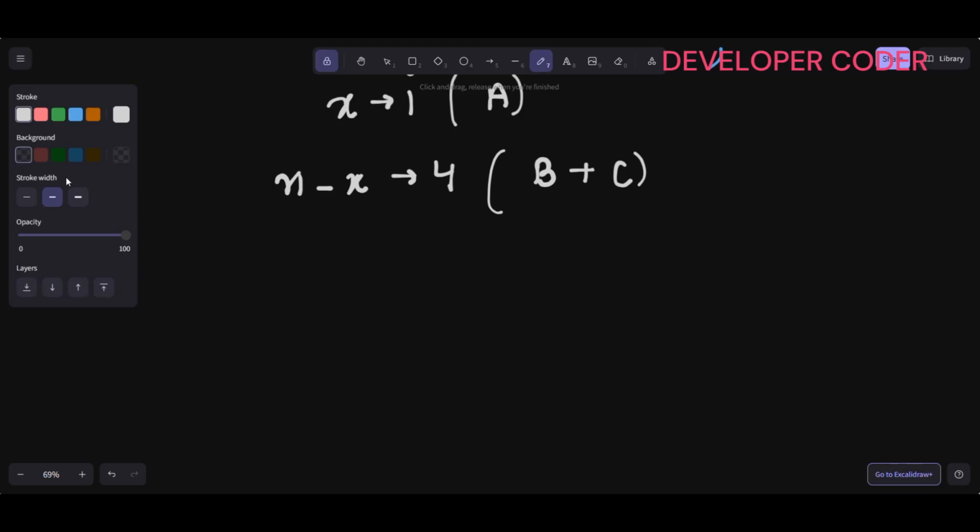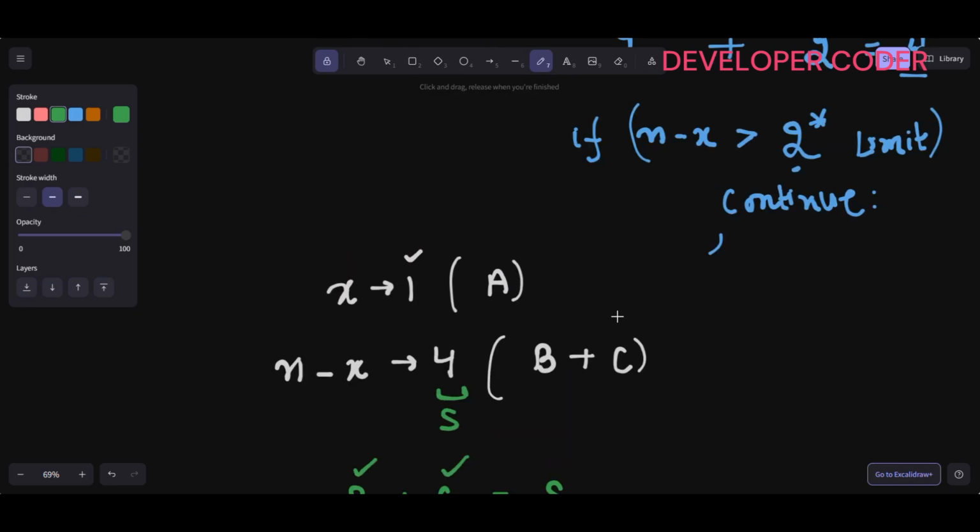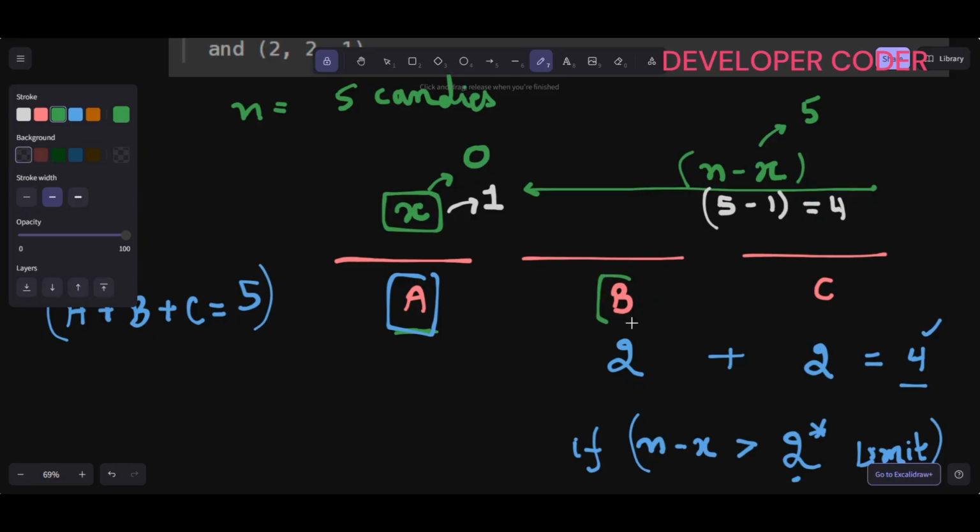Can I say that this 4 is nothing but my S value, some sum? Child B and child C, here I'm giving S, right? So here I need to make sure of a few things. This is my child B and this is my child C, and this is the sum that I want to distribute right now. So now for the second child, for this child, right?